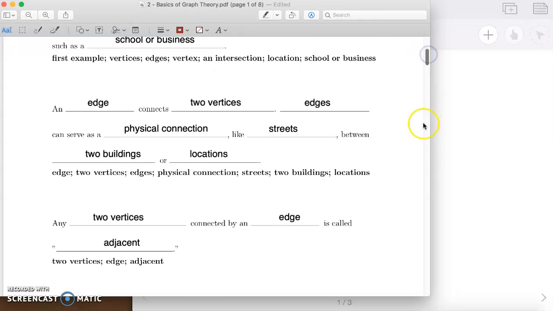An edge connects two vertices. Edges can serve as a physical connection like streets between two buildings or locations. Again, that map example is a good way to relate this. When you have a street in between two intersections, that would be an edge.